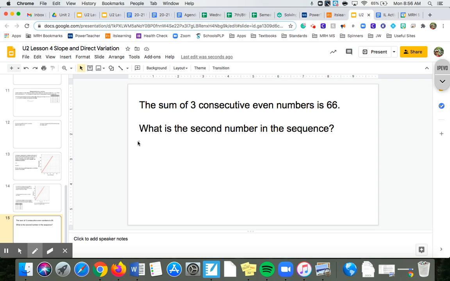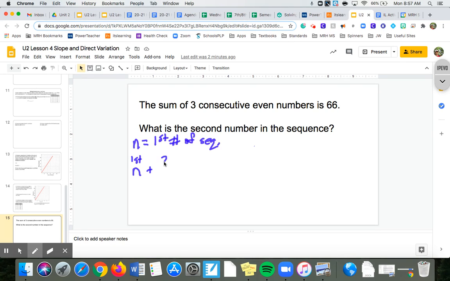So I first have to know what my variable is going to represent. So I'm going to use n, which is going to represent the first number of the sequence. Once I have that, I can use that to say my first number is n. My second number, let me actually move it down here. My second number then, so n is my first number.